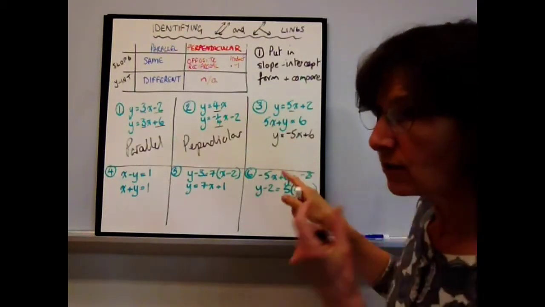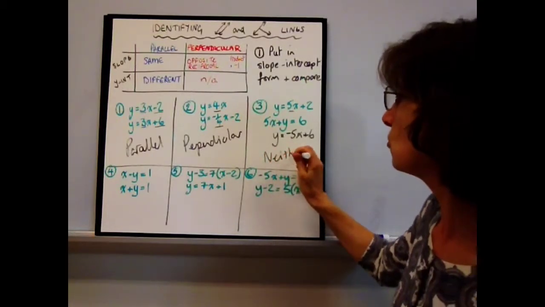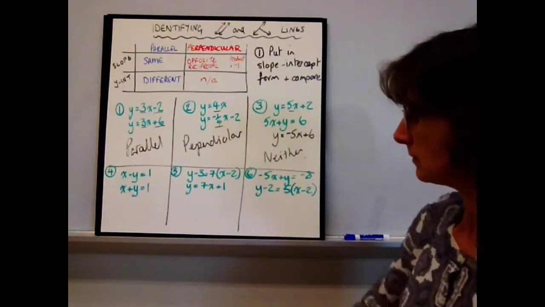And that's not really good for parallel or perpendicular, so this is neither. They are just two random lines hanging out on the graph. They are not parallel or perpendicular.